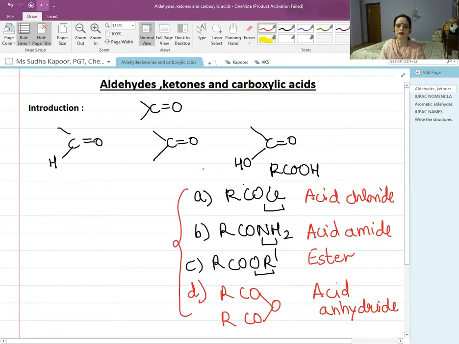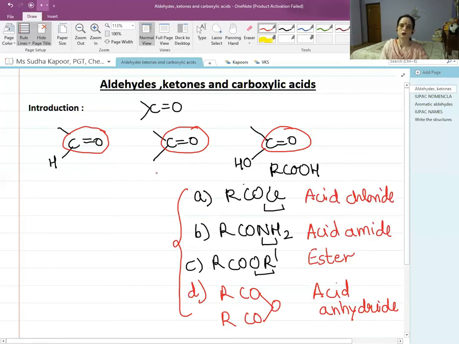And what is the similarity between all 3 structures of aldehyde, ketone and carboxylic acid? All have the presence of C=O, although the C=O is linked with other groups on the other sides. So what we have discussed here are the derivatives of carboxylic acid. In this lecture on aldehydes, ketones and carboxylic acids, we will be dealing with aldehydes and ketones, their nomenclature, their common names, and some very important tips regarding the nomenclature part.